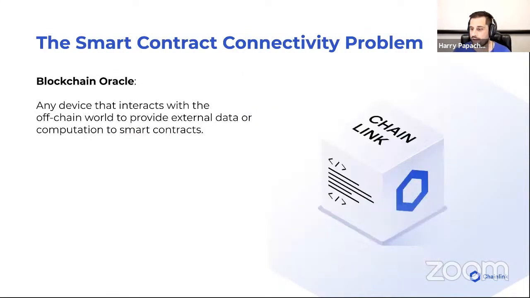So to interact with the outside world, we need what's called an oracle. An oracle is any device that interacts with the off-chain world to provide data or connectivity to smart contracts. And they report the result of that data or computation on-chain so that the blockchain can stay deterministic.